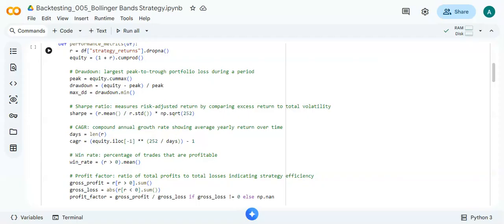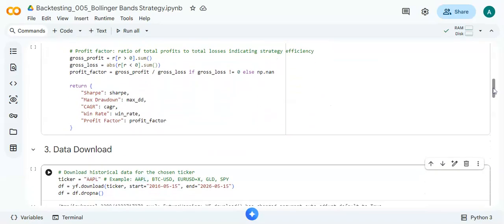The fourth one is win rate. It is the percentage of trades that are profitable. This should be more than 0.5, or 50%, because we would like to see higher win rates, if we also consider long and short. Long means we're going to buy; short, we're going to sell. Profit factor is the ratio of total profits to total losses, indicating strategy efficiency. Basically, our numerator, total profits, should be higher than total losses, so the higher, the better. Okay, this is the logic of the metrics we are going to assess.